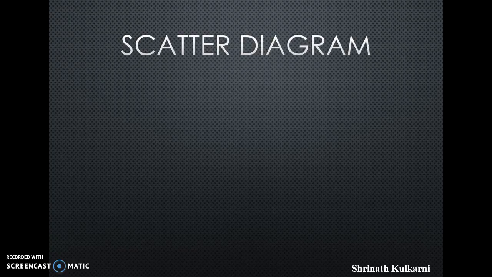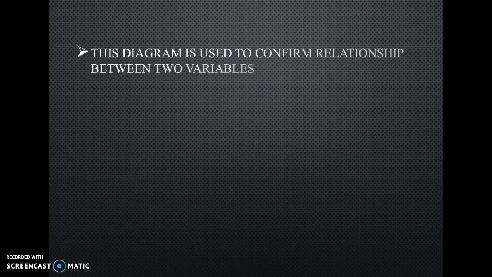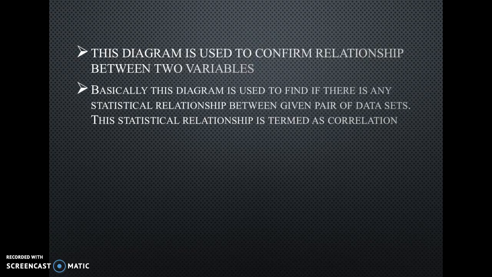Hello friends, in this video let us get to know about a quality tool called scatter diagram. So this scatter diagram is used to confirm relationship between two variables. Basically this diagram is used to find if there is any statistical relationship between given pair of data sets.